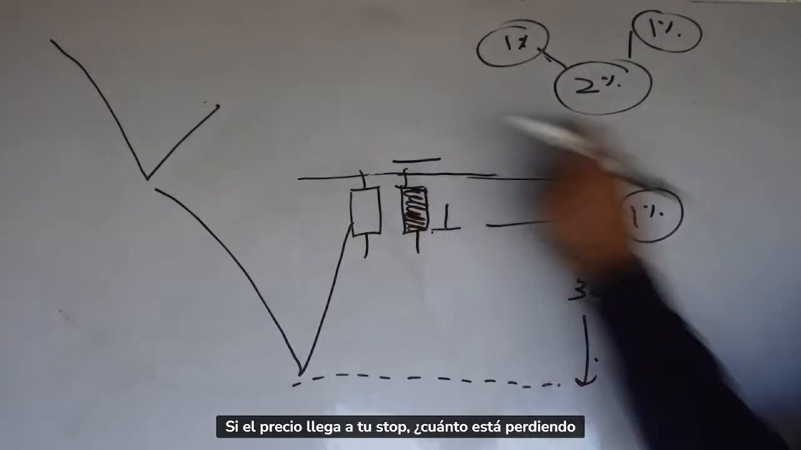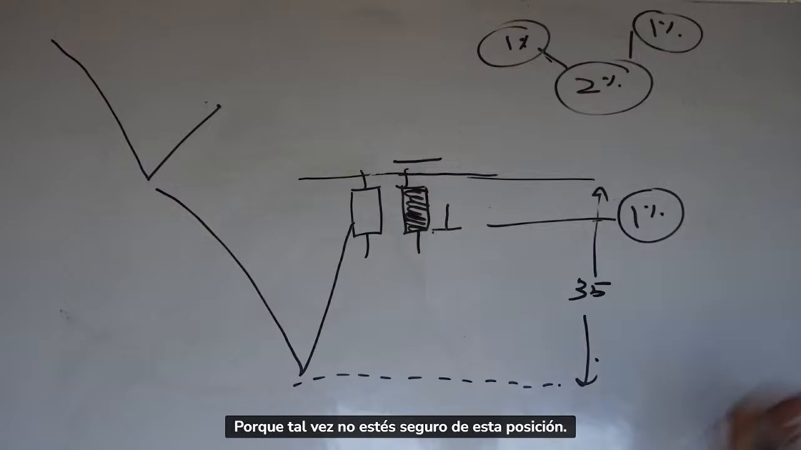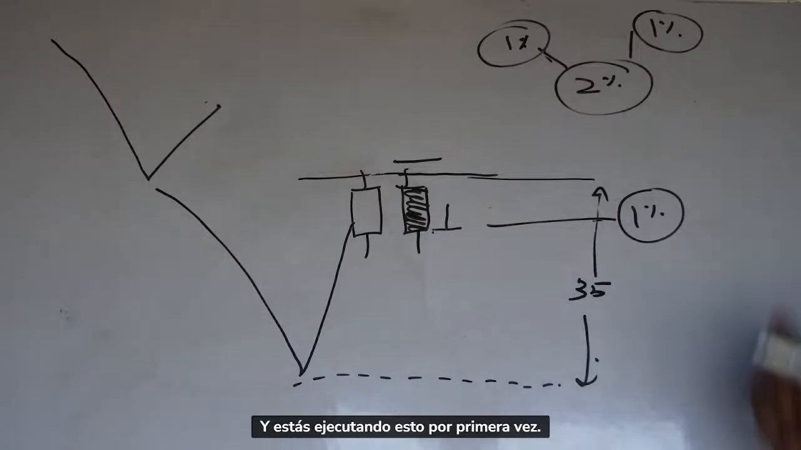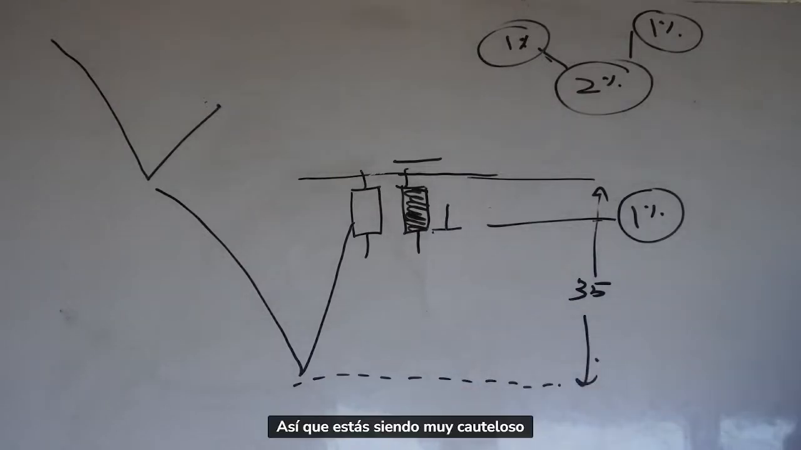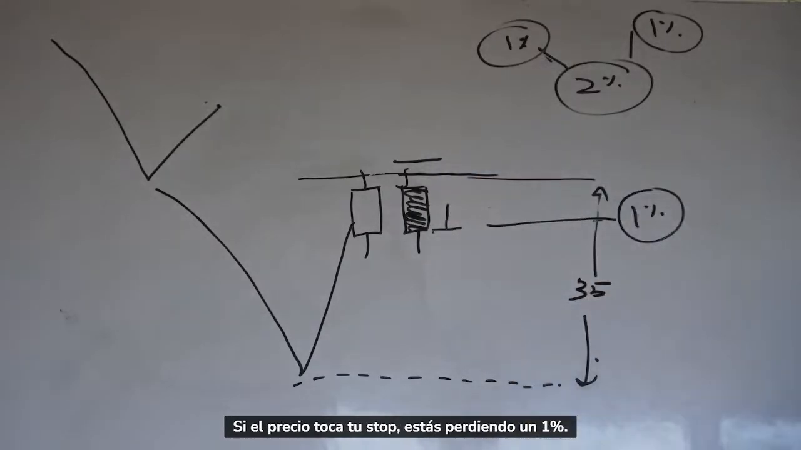Now, if price hits your stop, how much are you losing at this point out of your 2%? You're losing 1%, okay? Because maybe you're not sure about this position, you're a new trader, this is a setup that you've been watching for a long time and you're executing on this for the first time, so you're being very cautious of the risk you're taking. So if price hits a stop, you're losing 1%.